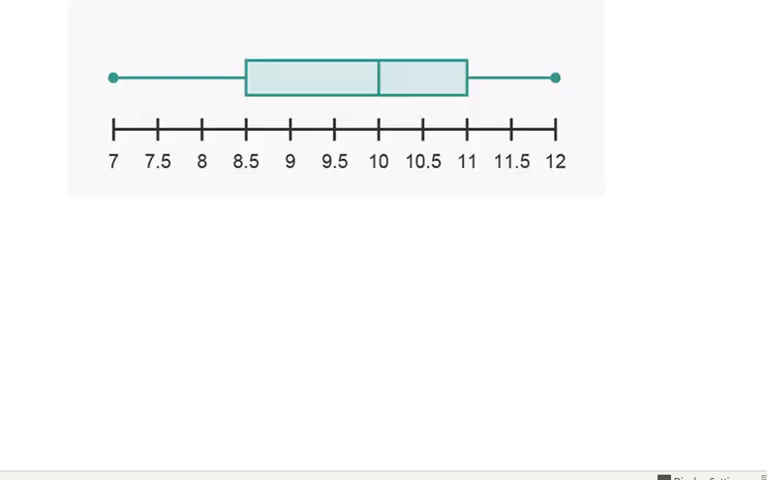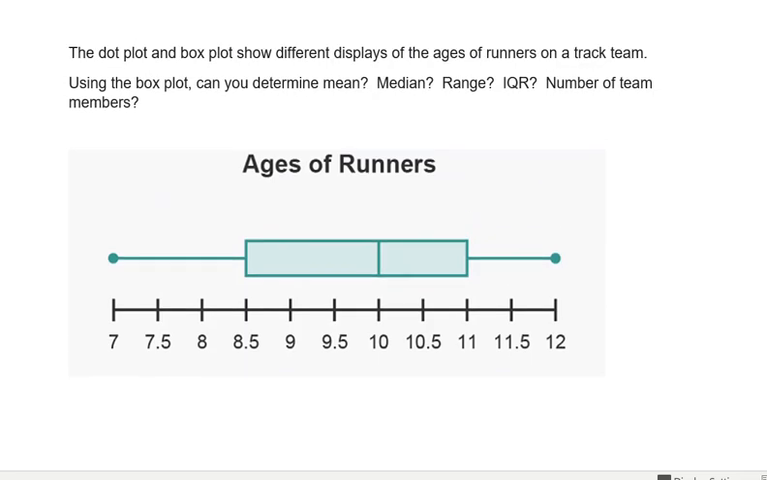And then if I give you a box plot, can you determine the mean? No. The median? Yes. There's the median. The range? Yes. That is the max minus the min. So the range just tells me how spread out it is. It just tells me how far apart the data is. The interquartile range, yes, that's the distance between the upper and lower quartiles that makes up the box. And then the number of responses, like the number of numbers in the data, no. So I cannot determine that from a box plot.